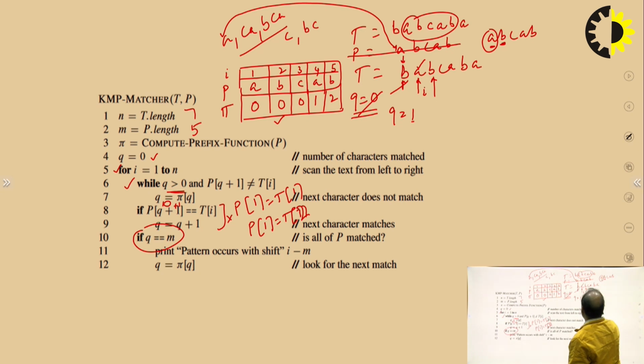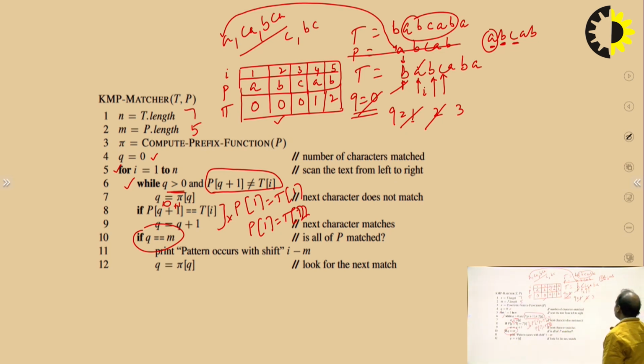There is a match, so now Q becomes 2, which is not equal to M. So i becomes the next character, C. Q plus 1 is P3, and C equals C, so Q becomes 3. Here 3 is still not equal to the pattern length. Remember, the while loop is not going to work. Q greater than 0, although it is there, but it was not equal, so that's why I'm not comparing over here.